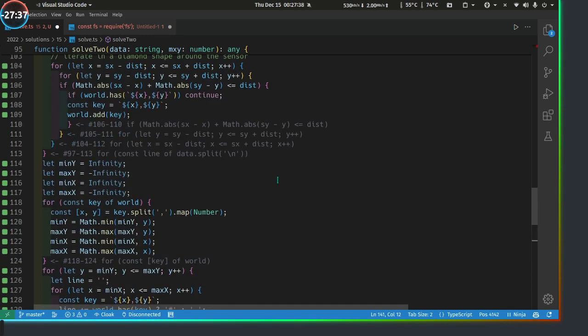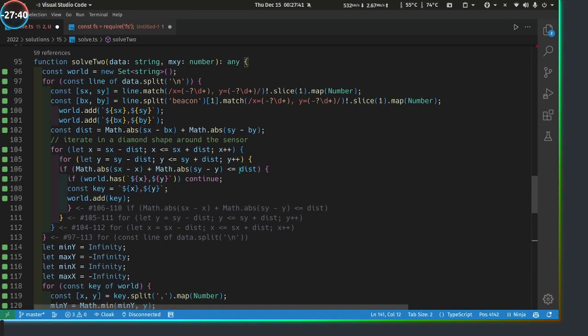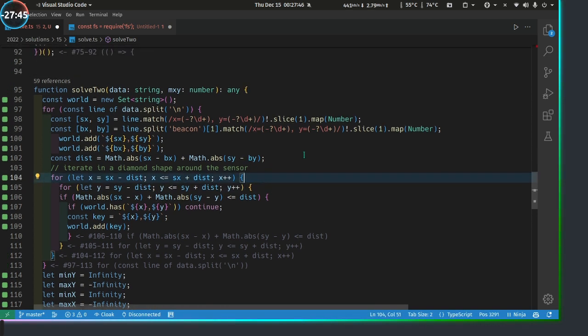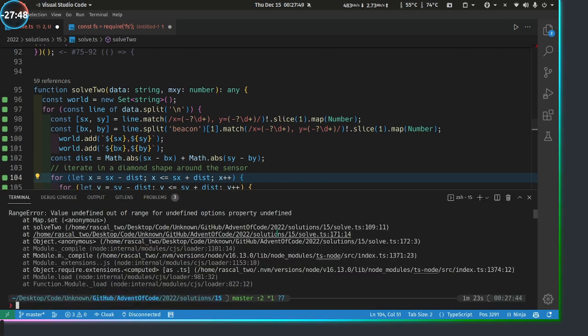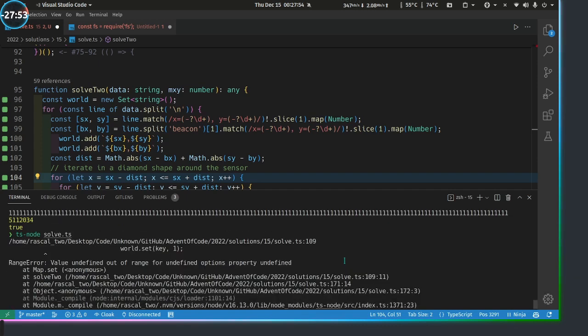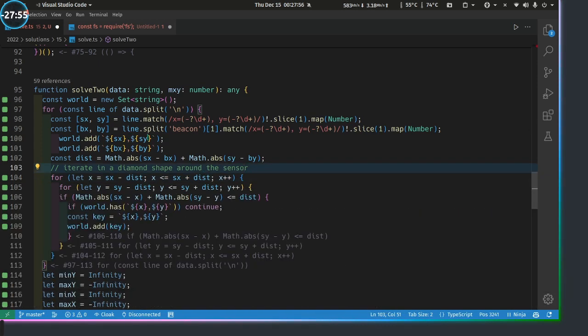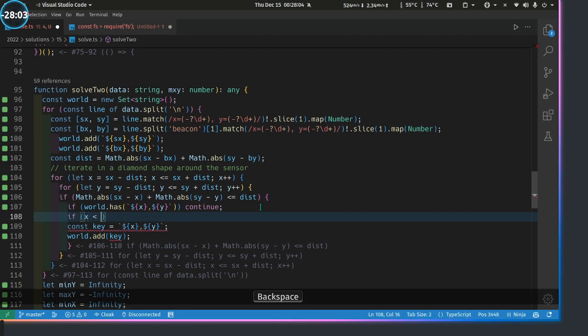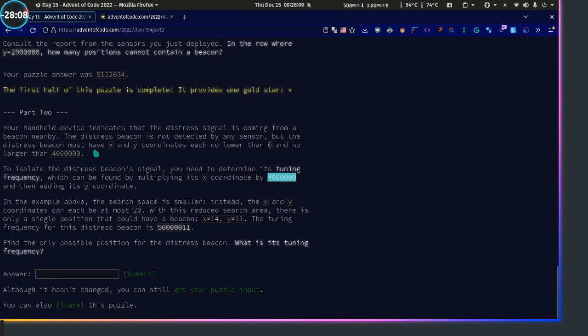Now what I need to do, wait, if anything is outside the range, ignore it, right? Okay, this is good. If it's outside of the range, 0 to... Okay, our set got too big, because we're doing too many things. If world has, continue. If x less than 0 or y. Oh, there it is. Now, is mx inclusive? No larger, no lower than 0. So it can be 0, no larger than this.